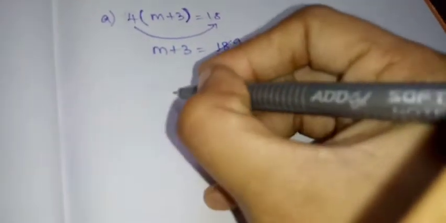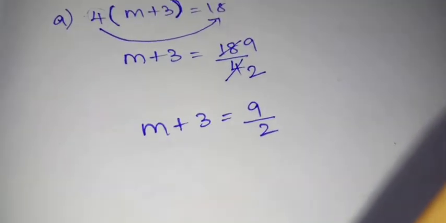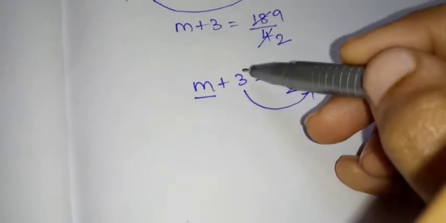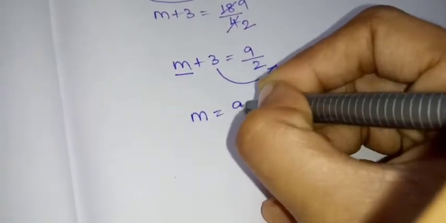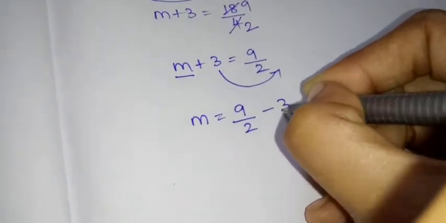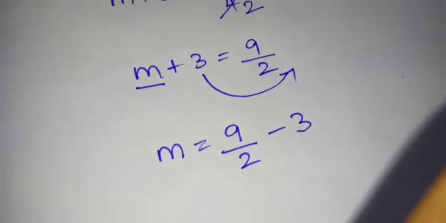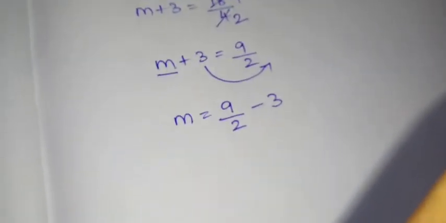Next, m plus 3 is equal to what now? 9 by 2. Now actually what you have to find? You should find the value of m. So shall I shift this 3 to that side? Actually 3 is plus 3. If it goes that side, it becomes 9 by 2 minus 3. Because if plus 3 goes that side, what will it become, children? It is minus 3.